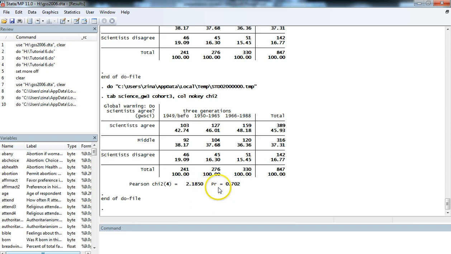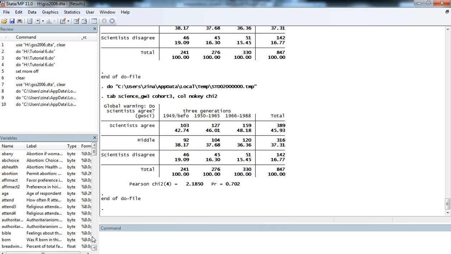This is where the probability value comes in, which is Pr equals 0.702. And what this is saying to us is that the p-value for the chi-square test statistic indicates that by chance, 70.2% of the time, we would obtain a test statistic of 2.185. So this means that the null hypothesis actually is on safe inferential ground. So what we know so far is that we cannot conclude that the younger generation are more likely to perceive scientific agreement than our older generation.